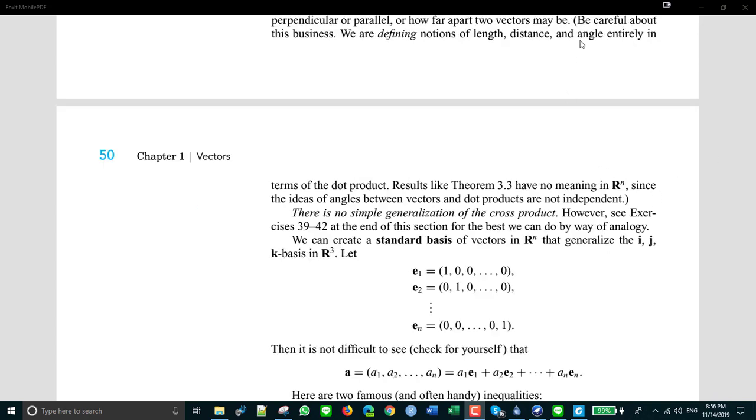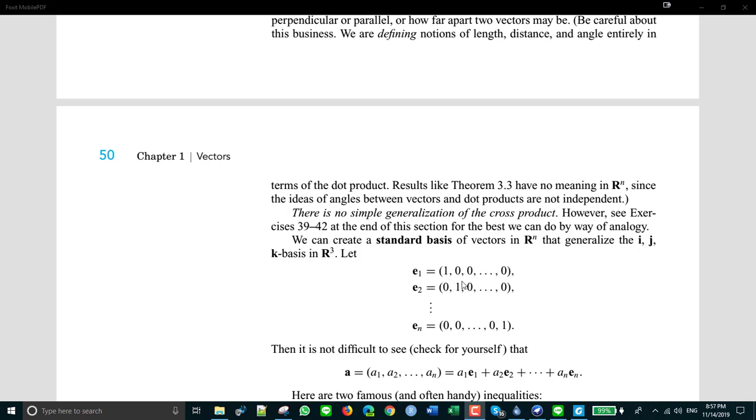Then she says that here. Okay, there's no simple generalization of the cross product. We can create a standard basis of vectors in Rn. So remember we had i, j, and k in R3. So this is the analogy in Rn.